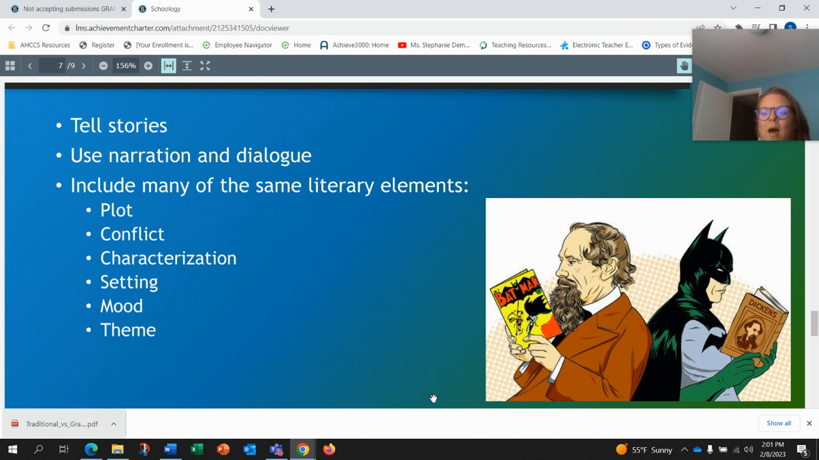You're going to still need a plot. You're going to still need a conflict. There's going to be characterization, so the characters are going to have things that set them apart, for their character traits. There's going to be a setting. It's going to take place somewhere. There's a mood to the story or to the graphic novel, and some type of theme. So even if the stories are being told or transferred to us in different ways, there's still many of the same elements that are similar.